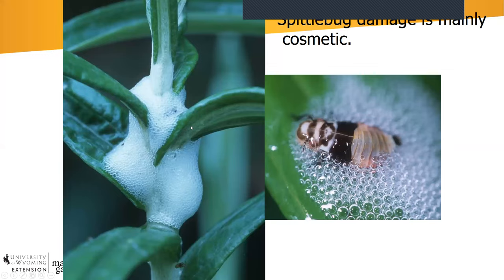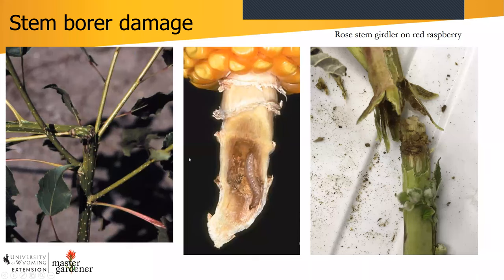They're pretty vulnerable to ants or some other predators attacking them. Stem borers are really hard to recognize because they're inside a plant.